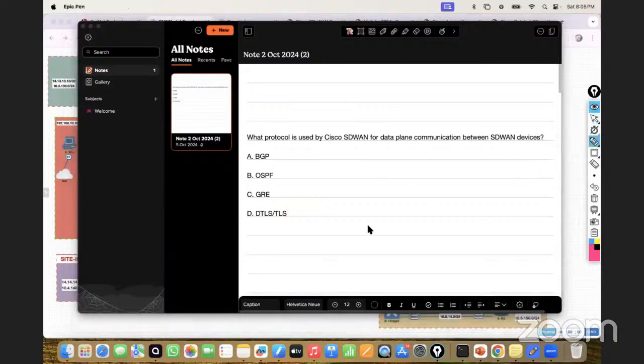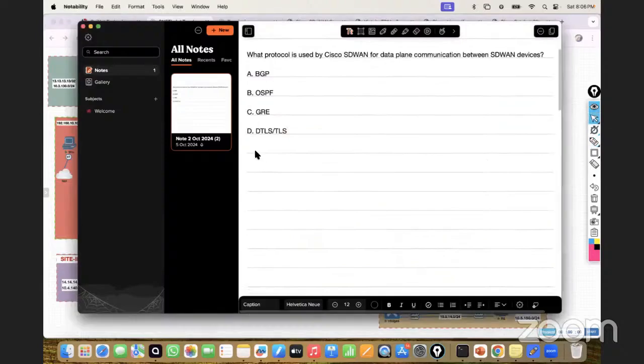I know that people who are new, you don't know what a TLS and what a DTLS is, right? So SD-WAN is going to use this protocol for data plane communication. It's the more important data plane communication between the SD-WAN devices. BGP, OSPF, GRE are basically for control plane traffic. Data plane communication is going to use TLS and DTLS. So TLS, DTLS is the correct answer. Let's move to another question.